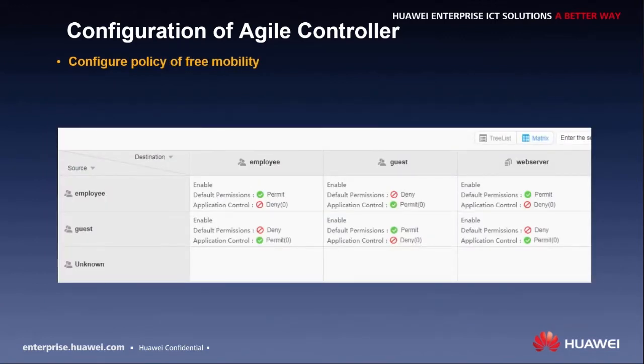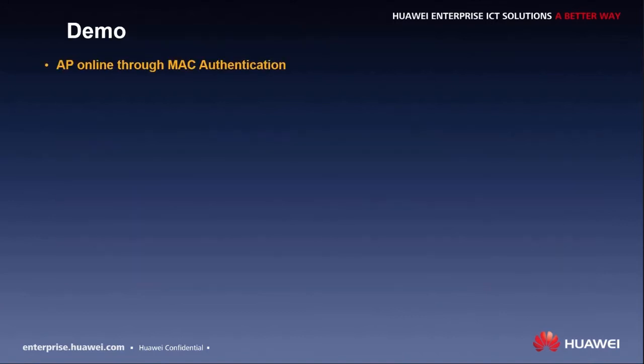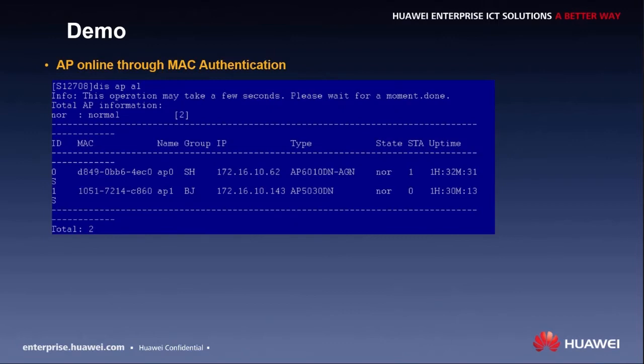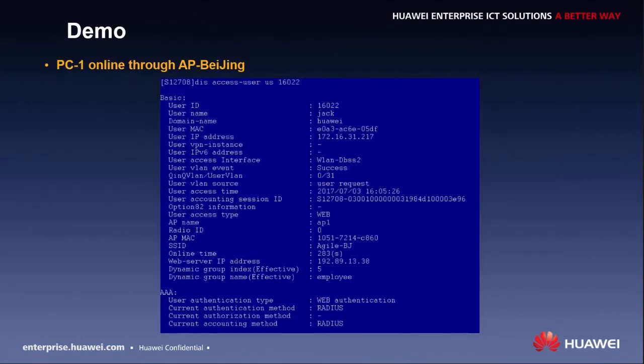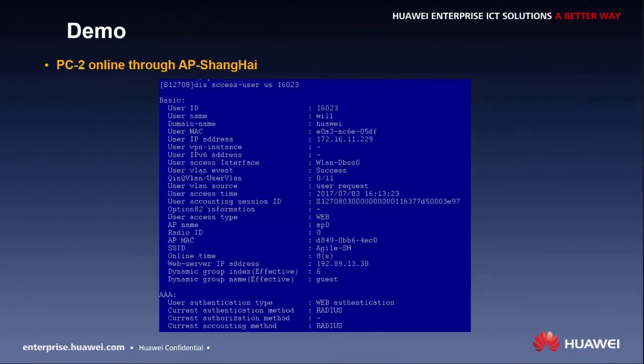Finally, configure permission control policies for free mobility. That is, the employee group can access the web server group, but the guest group cannot access the web server group. Deliver these policies globally. When users go online after being authenticated, they can check corresponding entries on the switch. When they access the web server group using the login terminal, they will find that the configured free mobility policy has taken effect.